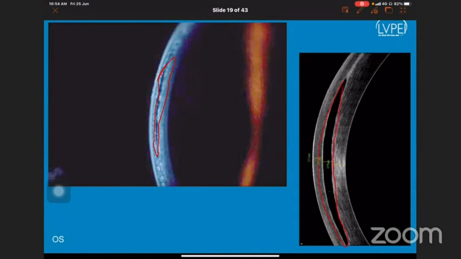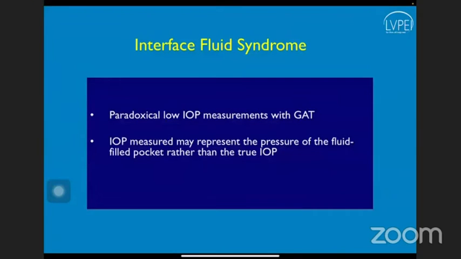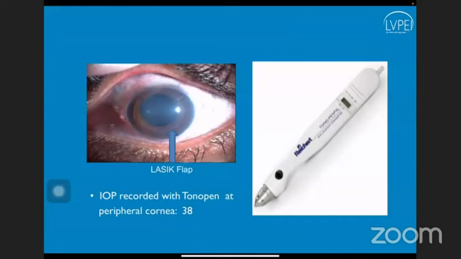So between the flap and the residual cornea, you have a collection of fluid. So any device that measures the pressure of the eye on this cornea is actually measuring the pressure of this particular chamber and not of the eye. So the paradoxical low IOP is a result of this interface fluid syndrome, and the way we can counter it is by checking the intraocular pressure in an area where you don't have the fluid pocket under it. So a tonopen can be used, or an iCare can be used to check the intraocular pressure on the peripheral cornea. And for this patient, it was 38 millimeters of mercury.